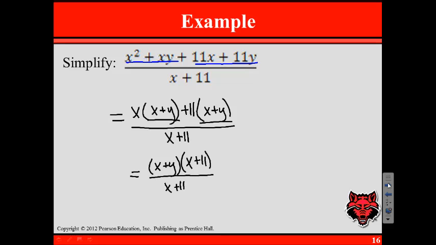So the common factor in numerator and denominator is x plus 11. We cancel those, and we are left with x plus y.